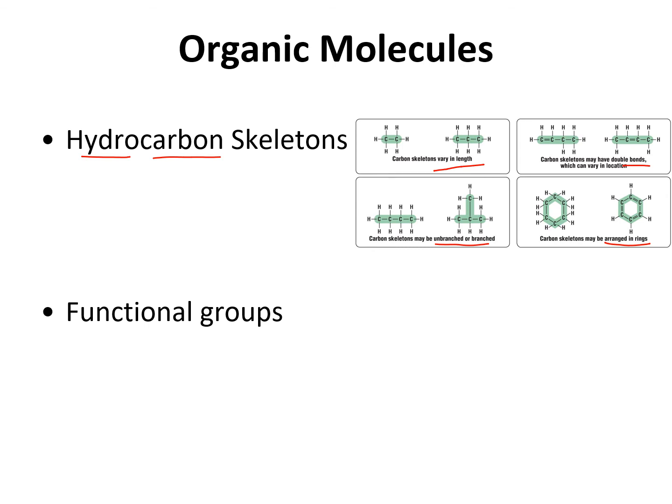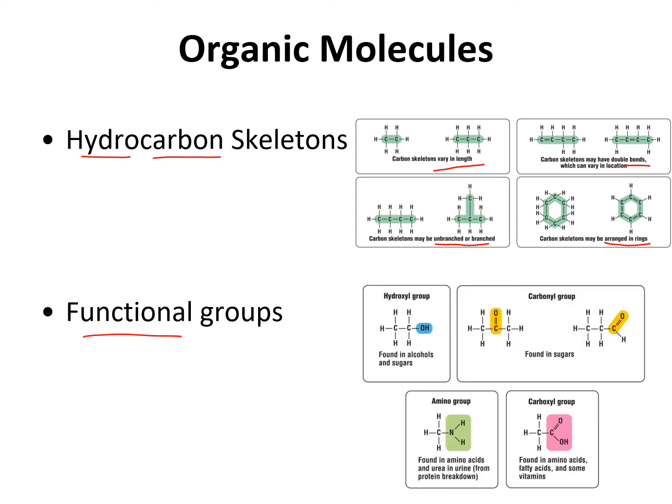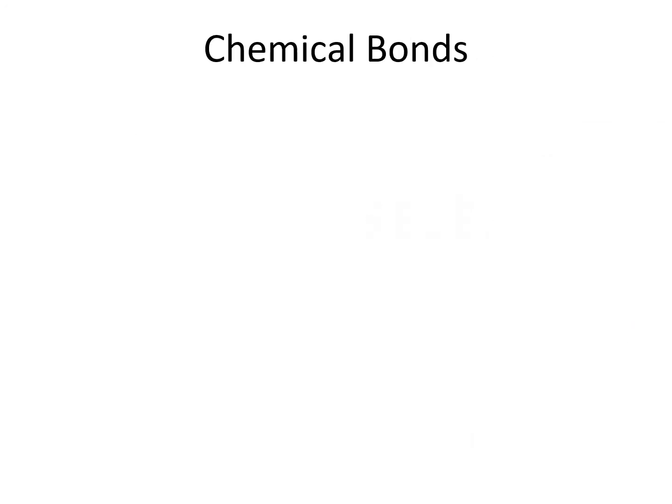In addition to the hydrocarbon skeletons, these molecules also have various functional groups. And these functional groups are groupings of atoms that are not just carbon and hydrogen. So there are hydroxyl groups, carbonyl groups, amino groups, and carboxyl groups, for example. And these different types of functional groups have different characteristics which give the different organic molecules their different functions.